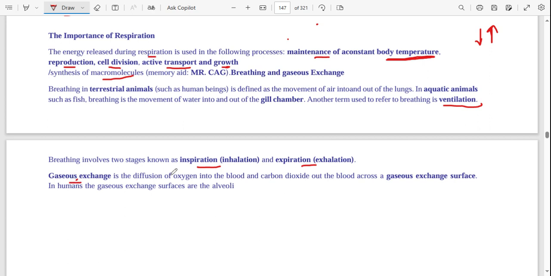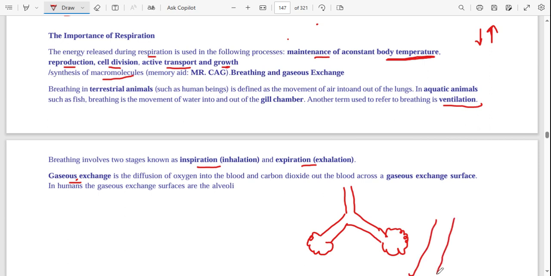Gaseous exchange is the diffusion of oxygen into the blood and carbon dioxide out. So think of, here is a human being. This is the windpipe or the trachea. The trachea goes like this. At the end of the trachea, you are going to have what we call the air sac. This is where gaseous exchange happens. And then you are going to have blood vessels here.